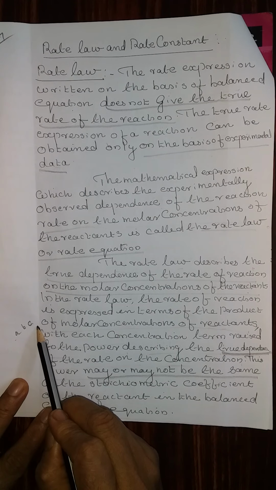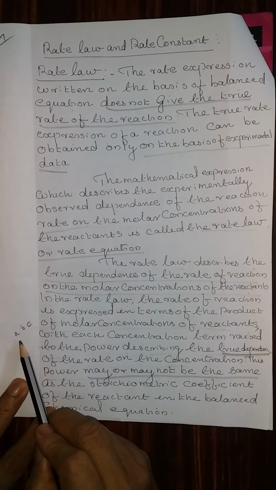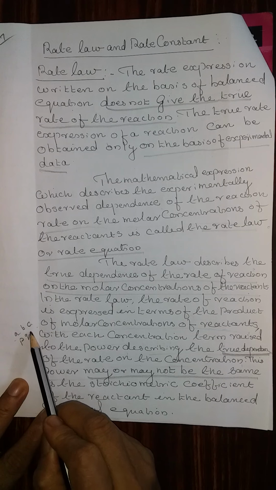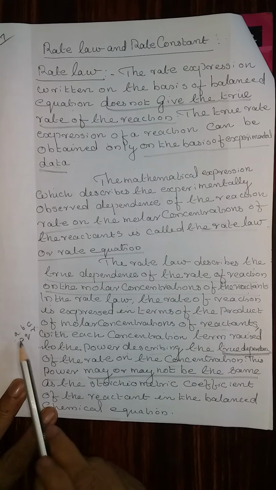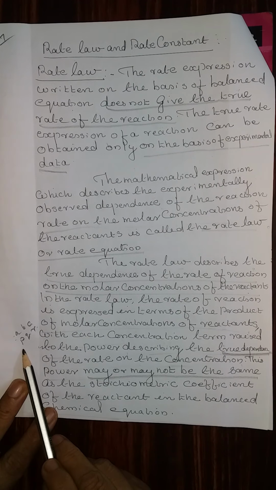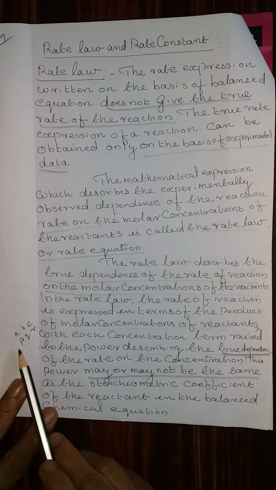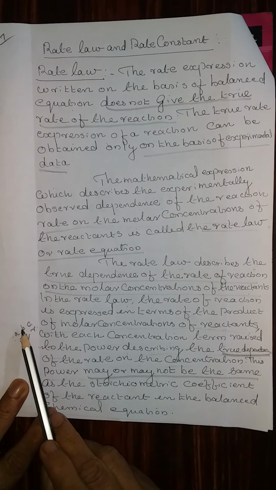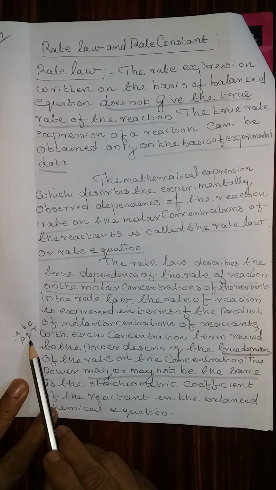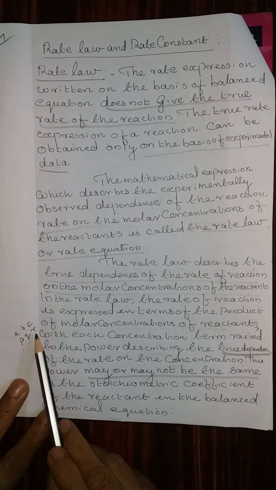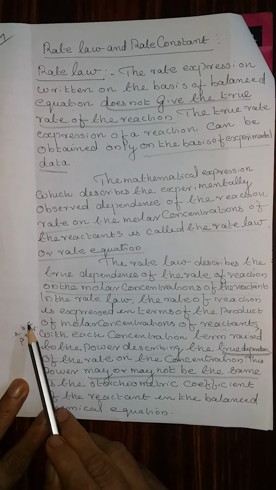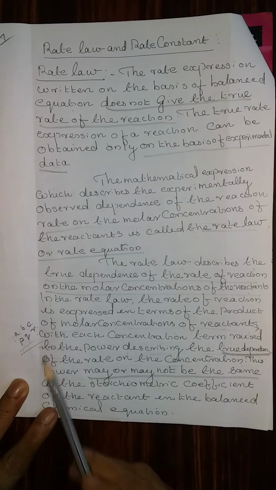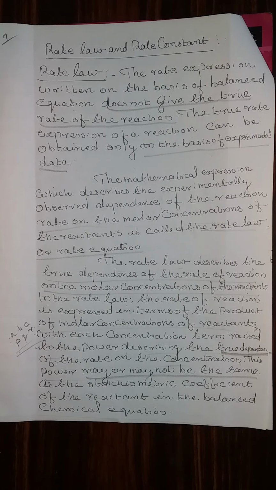What is the stoichiometric factor? The experimental values are p, q and r. a may not be equal to p, or sometimes a may be equal to p. b may not be equal to q, but b may be equal to q. c may not be equal to r, but may be equal to r. Therefore, this is the condition under which we derive the law called the rate law.